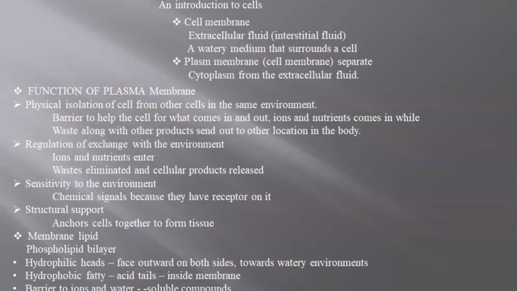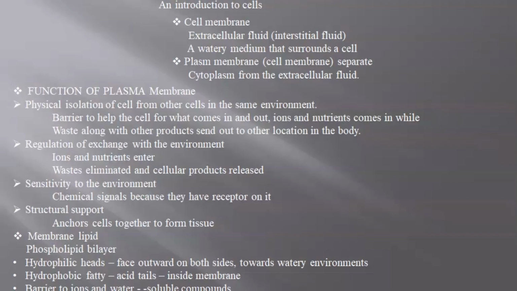Number two of the functions is regulation of exchange with the environment. The materials that they are exchanging with the environment are ions and nutrients. The moment anything gets into the body, it is in the body already. But the plasma membrane has to regulate how it will get into the cell. And such material is ions and nutrients.